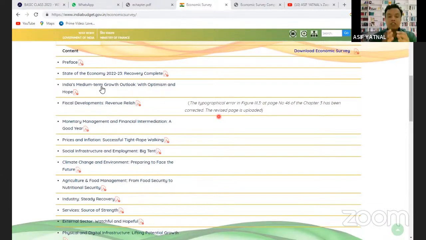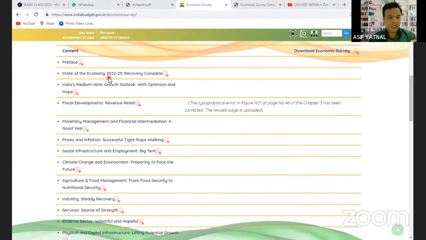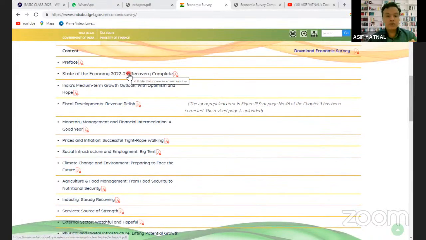Fiscal deficit मतलब how much money we borrowed last year for fulfilling our expenditure, and उसके अलावा you will also come to know what the challenges in front of the economy currently are, like unemployment or other challenges the economy is facing. So the first chapter, the state of the economy 22-23, will be useful for you.